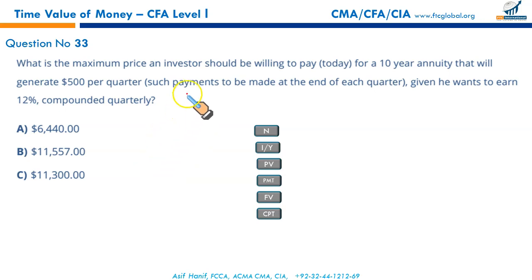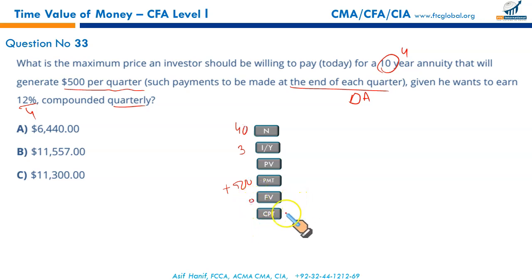What is the maximum price an investor should be willing to pay today for a 10 years annuity that will generate $500 per quarter? That's your periodic payment, $500. And such payments to be made at the end of the period, that is ordinary annuity, given he wants to earn 12% compounded quarterly. 12% compounded quarterly means it has to be divided by 4. That means the interest rate would be 3%. Since we are talking about 10 years and there are 4 quarters in 1 year, it means there will be total 40 periods. Future value is 0.